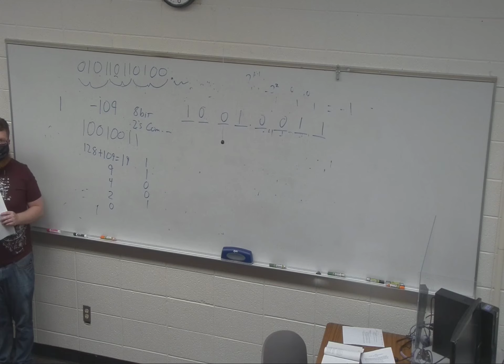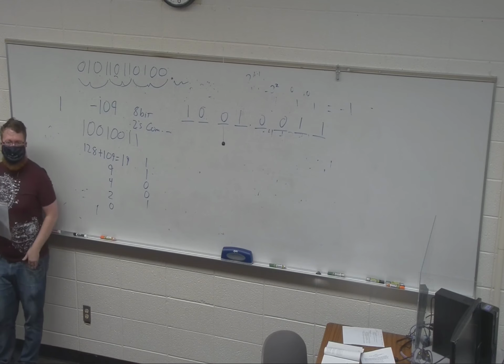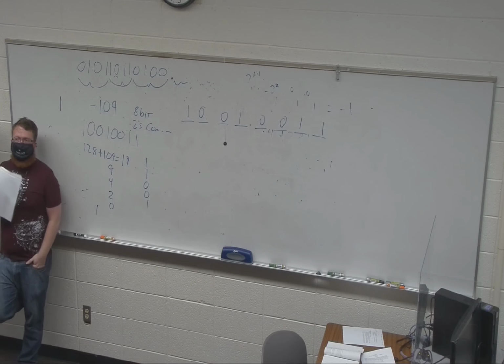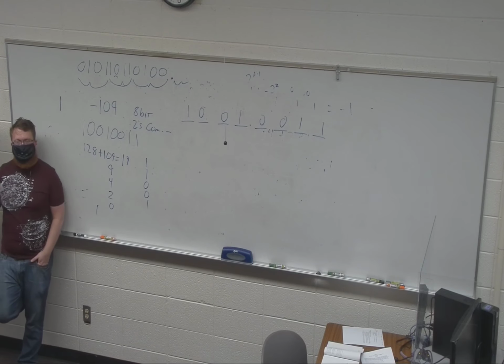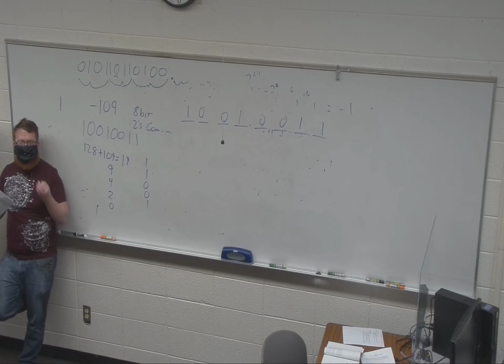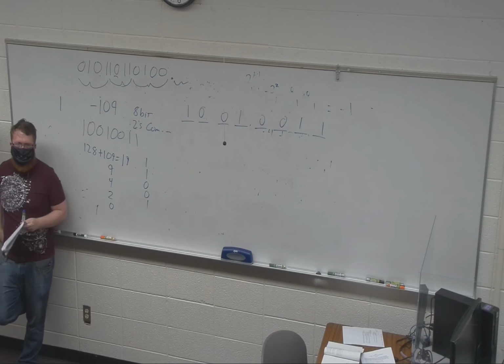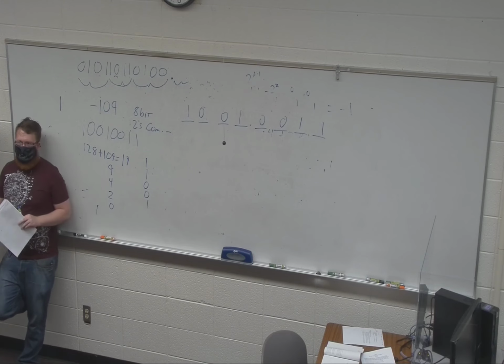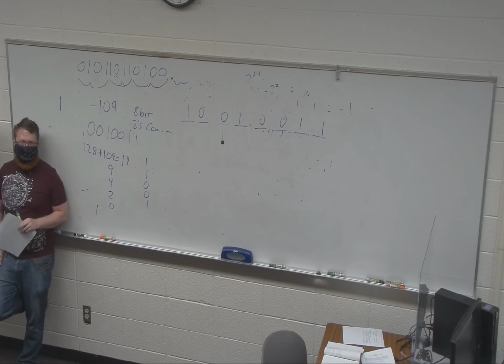Yes? So how did the computer recognize that this number, 10010011, is negative 109 instead of 137? So it's by typing. You tell the computer what type of number it's dealing with. That's how you tell it. That's all it is. There's no magic there that it can solve. So you'll have numeric types in all languages.